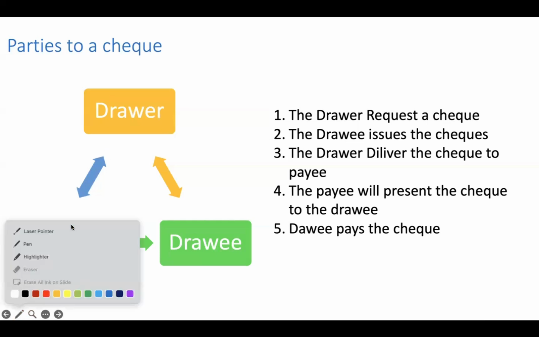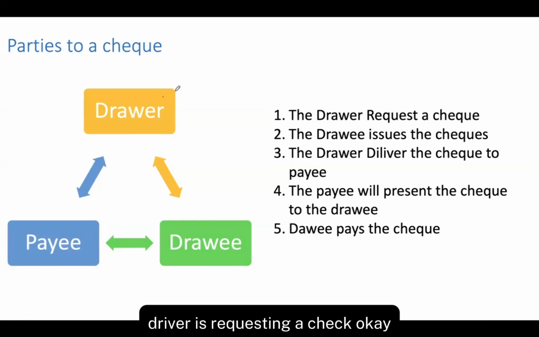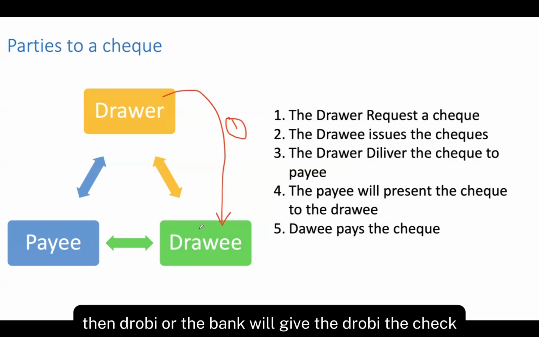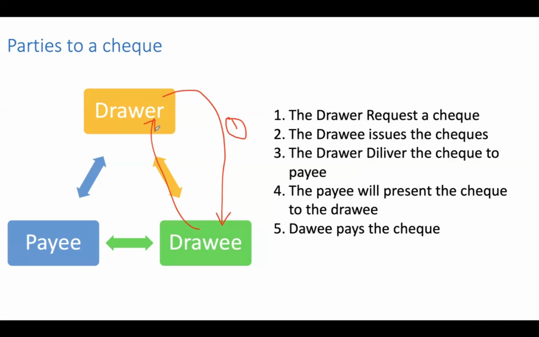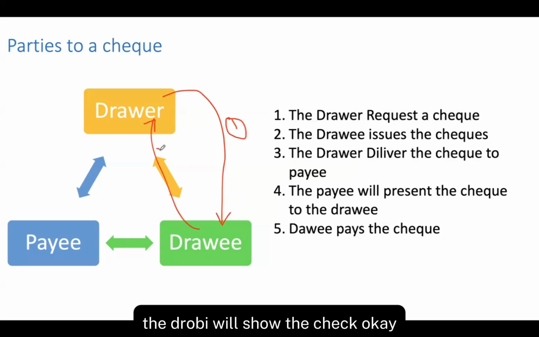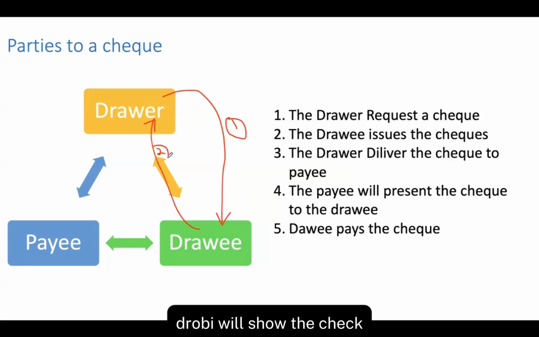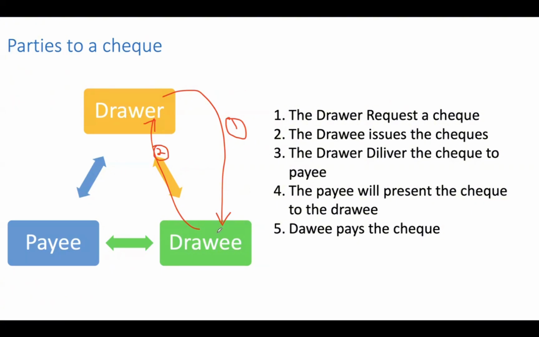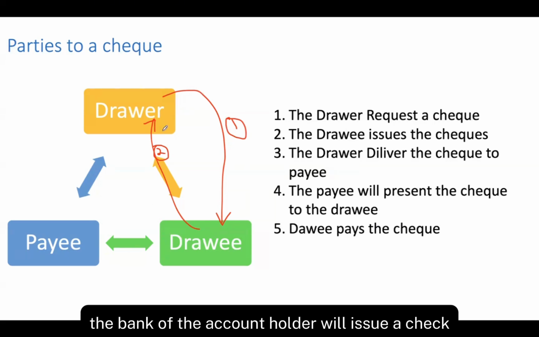Firstly, the drawer is requesting a check from the bank. Then the drawee, or the bank, will give the drawer the check. The drawee will issue the check. The drawer, or the account holder, will request a check, and then the drawee, the bank of the account holder, will issue a check.